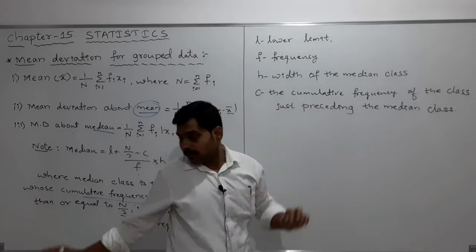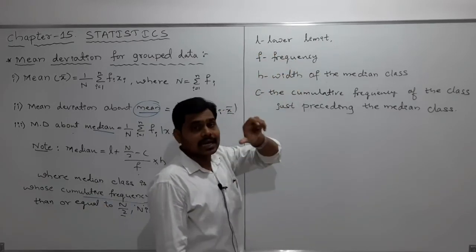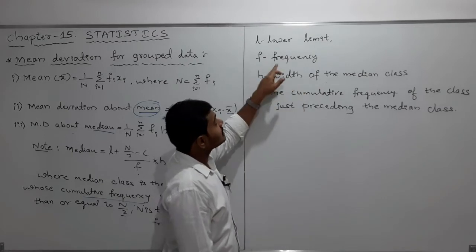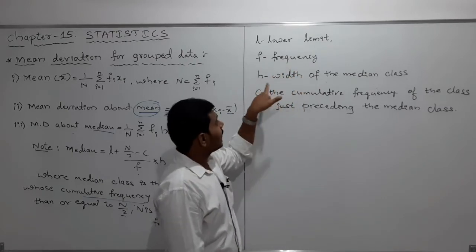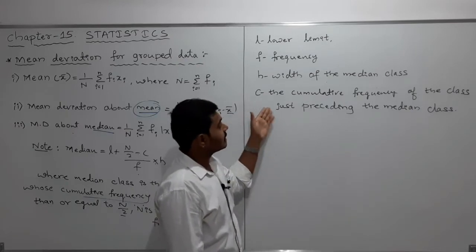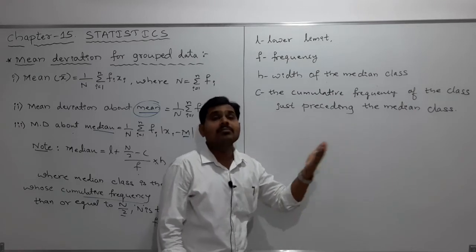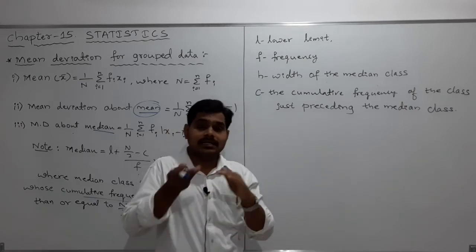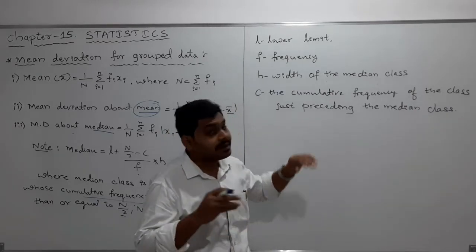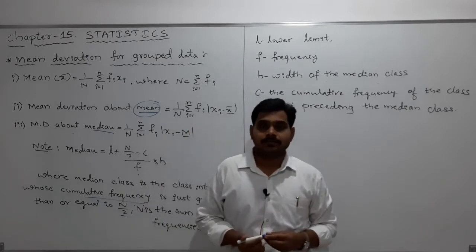And in this formula, what does L denote? L denotes the lower limit of that class interval, F is the frequency, and H is the width of the median class. Clear? And C is the cumulative frequency of the class just preceding the median class. So the cumulative frequency of the class preceding the median class, we call that value C.